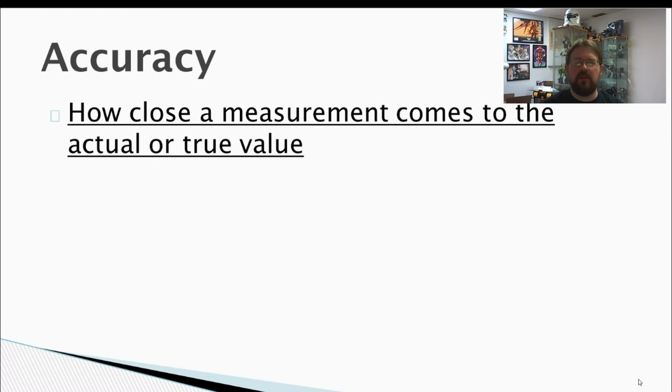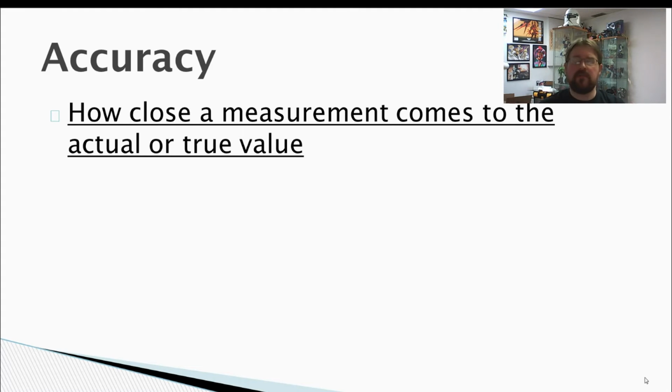Accuracy is how close a measurement comes to the actual or true value. What does that mean? That means that your measurement is as close to the correct answer as possible. Now, this really comes down to two main things. Number one, how close are you estimating? And number two, the device that you're measuring with. You want to use a measuring device that goes out as many digits as possible.